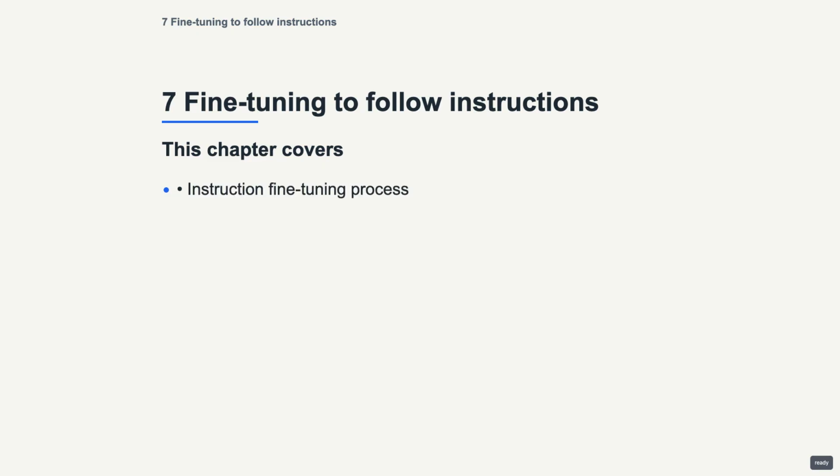The core process starts with examples that pair a user instruction with the response we want the model to produce. Training on those pairs teaches the model the pattern of answering requests directly and consistently.